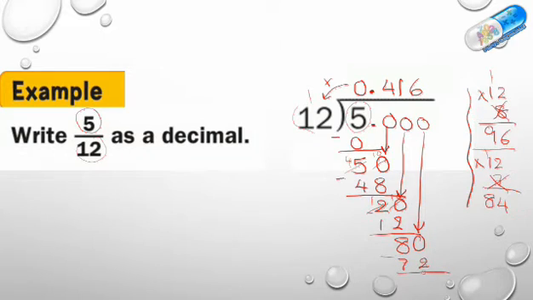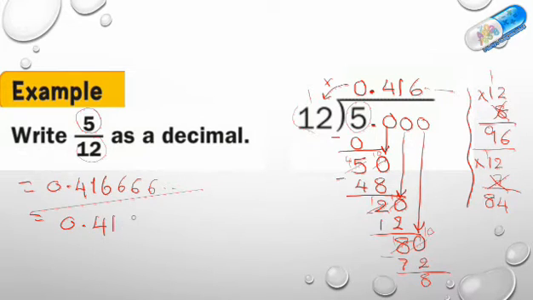Now subtract, 0 minus 2 cannot be, so this will be 8, and it will continue like this. So the answer here will be 0.416, and the 6 will be repeated. So we can write it in a bar notation like this, 0.416. And because the 6 is repeating, we just write one of them and we put a bar above it here, and we call it bar notation. This is the bar notation.